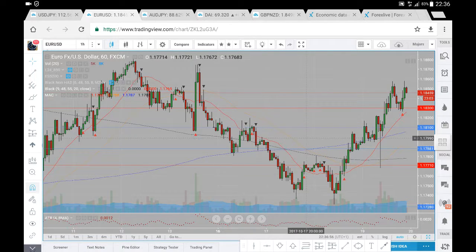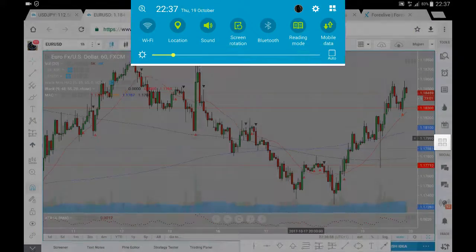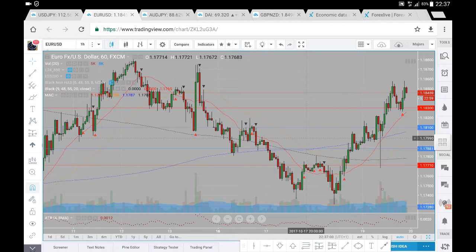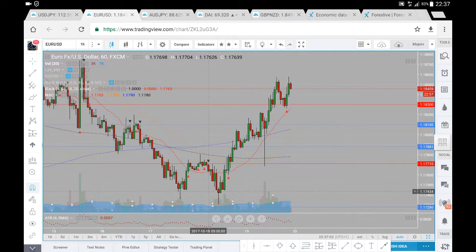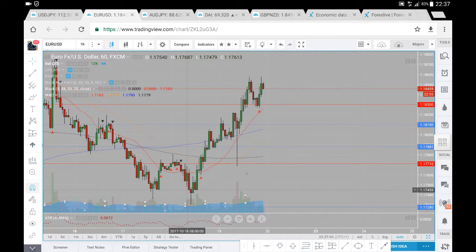So this is the EUR/USD analysis for Friday the 20th of October. Now, before we get into the analysis for Friday, let's have a look at what happened on the 19th of October. Well, on the 19th, somewhere between 8 and 10 p.m.